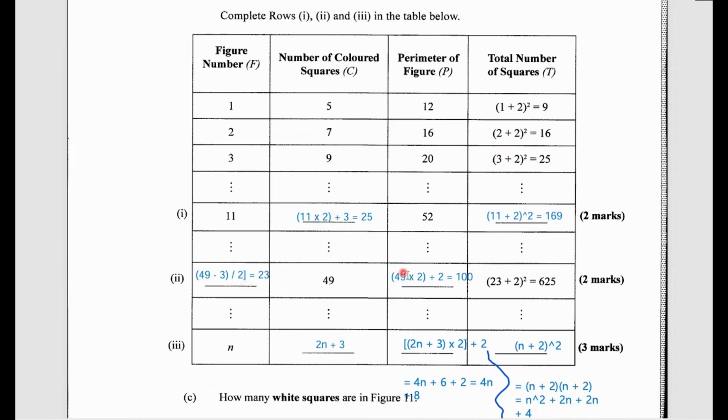With this side, you multiply 49 by 2, add 2 and you get 100. How did I get this? If you look at the pattern between the number of colored squares and perimeter, if I multiply 5 by 2 and add 2, I get 12. 5 2s are 10, 10 add 2 is 12. 7 by 2 is 14, 14 add 2 is 16. 9 by 2 is 18, 18 add 2 is 20. And that's what we get. So it's the same here: 49 by 2 is 98, add 2 is 100.